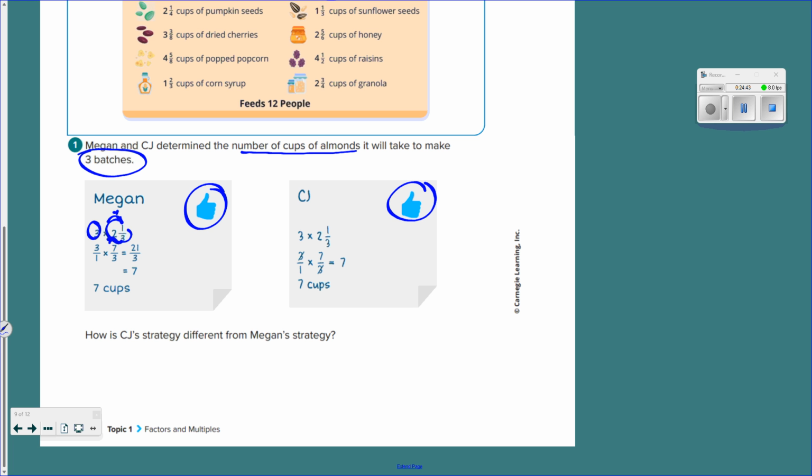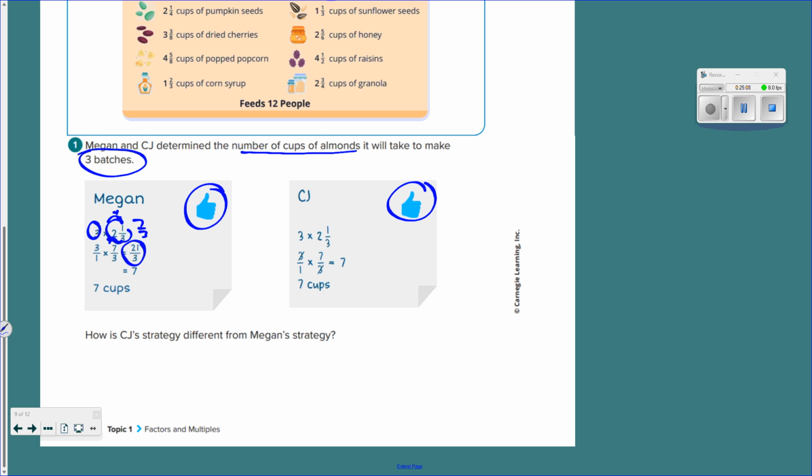So she now has changed it. She said 3 over 1 times 7 over 3. Now I just multiply top times top. 3 times 7 gives me 21. 1 times 3 gives me 3. And then she now needs to take the 21 over 3 and simplify. The 21 divided by 3, it goes 7 times. So the answer was 7 cups. That makes sense for everybody.